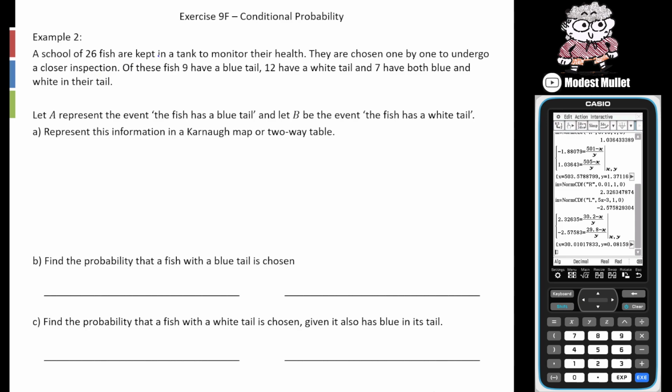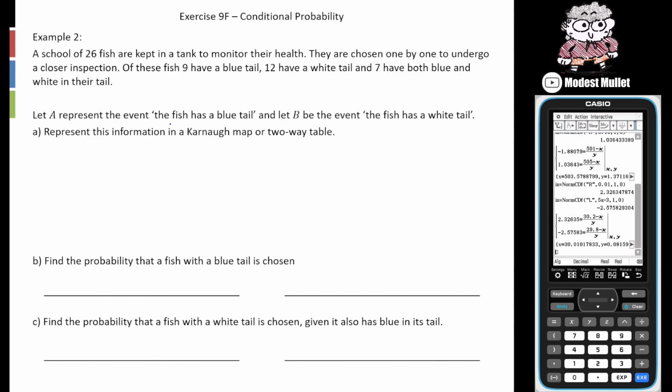Let's have a go at this problem. A school of 26 fish are kept in a tank to monitor their health. They are chosen one by one to undergo a closer inspection. Of these fish, 9 have a blue tail, 12 have a white tail, and 7 have both blue and white in their tail. And I've done this on purpose, because this can happen in the Year 12 exam where they create terrible names.